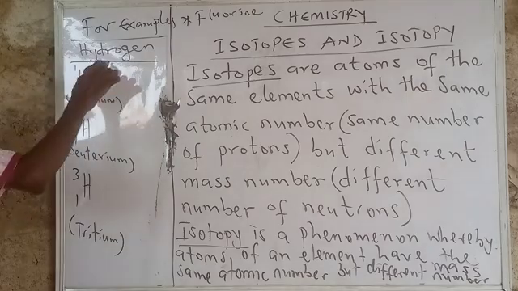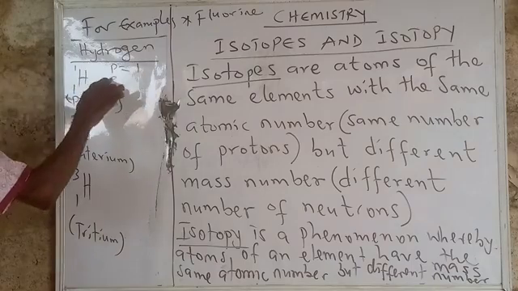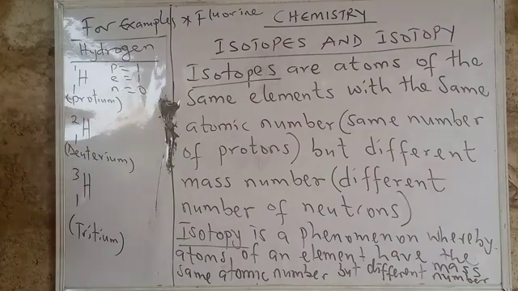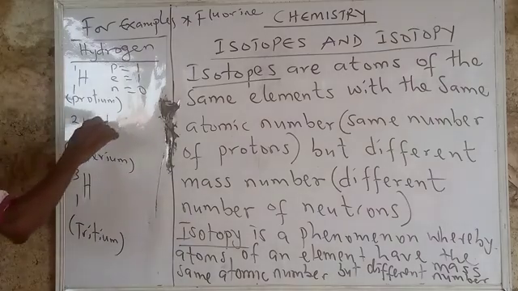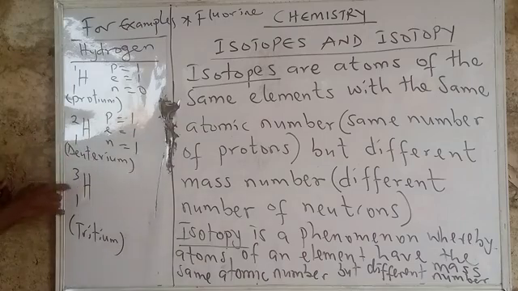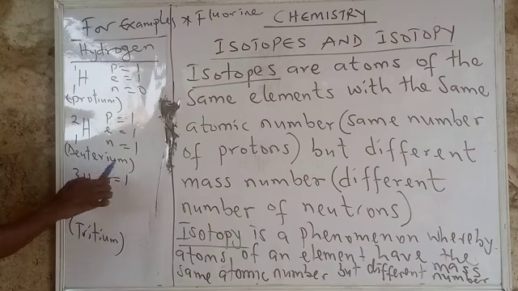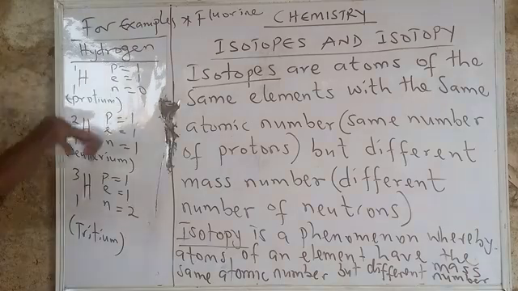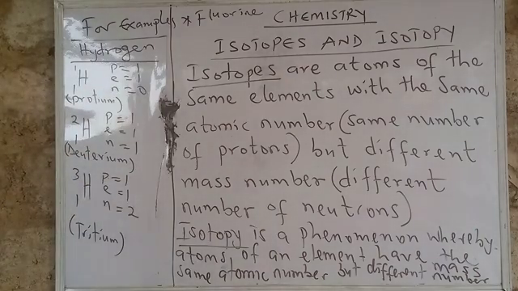So in hydrogen 1, the proton is 1. The electron is 1. The neutron is 0. So no neutron in hydrogen 1, because 1 minus 1 will give you 0. In hydrogen 2, the proton is 1, the electron is 1, the neutron is 1. In tritium, the proton is 1, electron 1, neutron is 2. Okay? I want to believe that is understood.